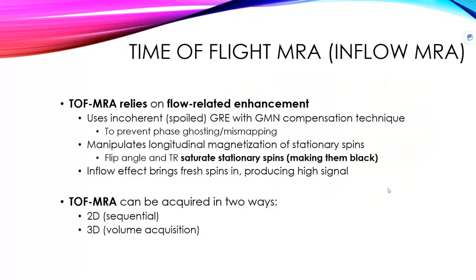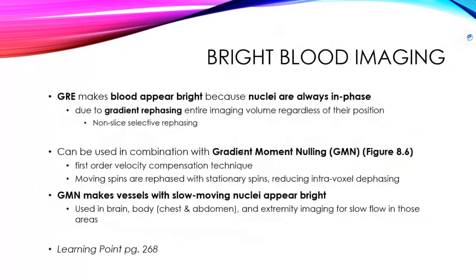Okay, time of flight MRA is the second type of bright blood imaging that we can use. We also call it inflow because remember, time of flight is about how fast the flowing nuclei are moving through the vessels. So it relies on flow-related enhancement. Remember, flow-related enhancement in time of flight, and I'm going to do a real quick scroll, so mind your eyeballs.